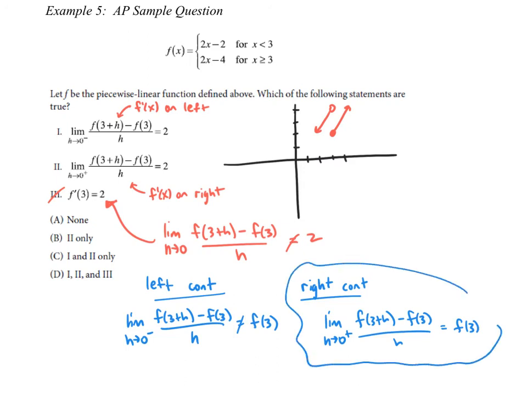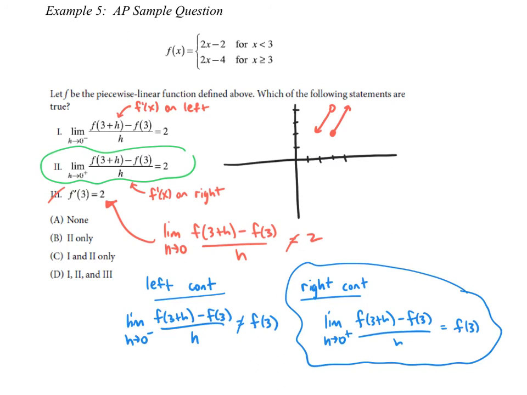Now, if it's continuous from the right side, then by definition, the derivative from the right side can exist. So the answer to this problem is going to be option 2. And again, the reason for that is that because the function is continuous from the right side, it's a right continuous function, the derivative from the right side does exist and is equal to 2.